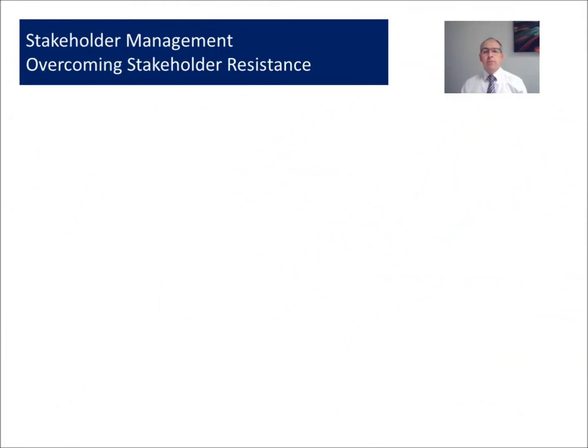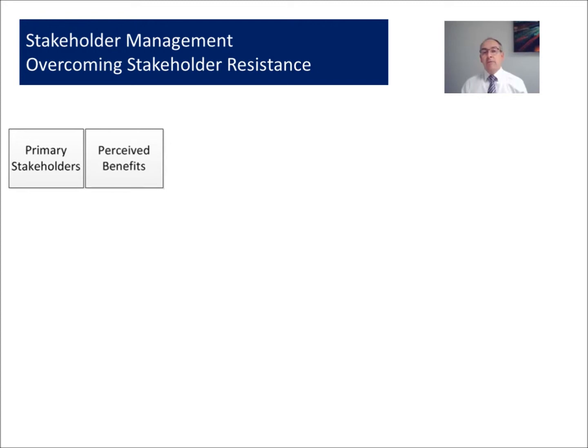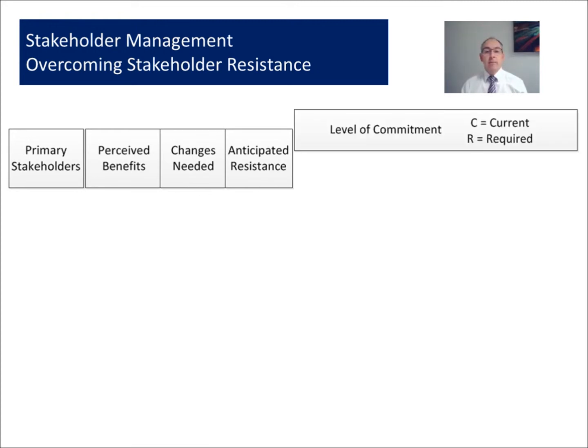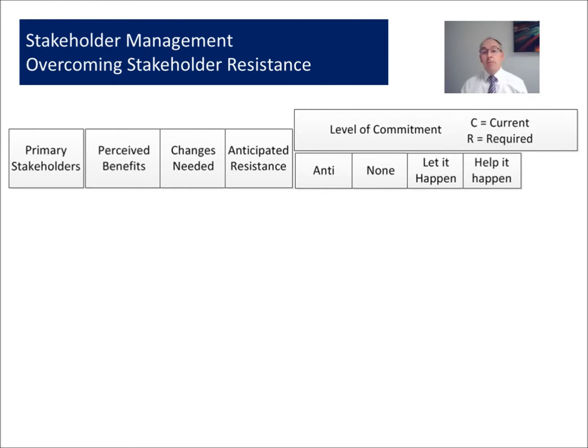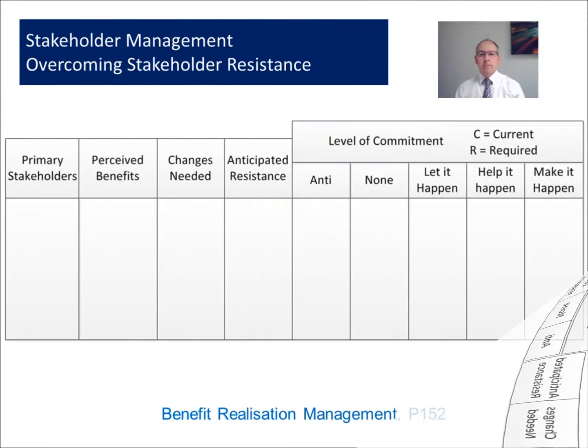For each of our stakeholder groups, we need to understand about resistance. So what we should list out for each stakeholder is what we think the perceived benefits are. These may not be the real ones, but it's what they perceive them to be. And then what are the changes that are required in their behaviours, and what do we think their resistance will be? And against that, to have a look at their commitment, whether it's current and what's required. Could it be anti? They have no commitment at all. They let it happen so they don't get in the way. They help it happen. Well, they're very proactive and they make the project happen and work with us.